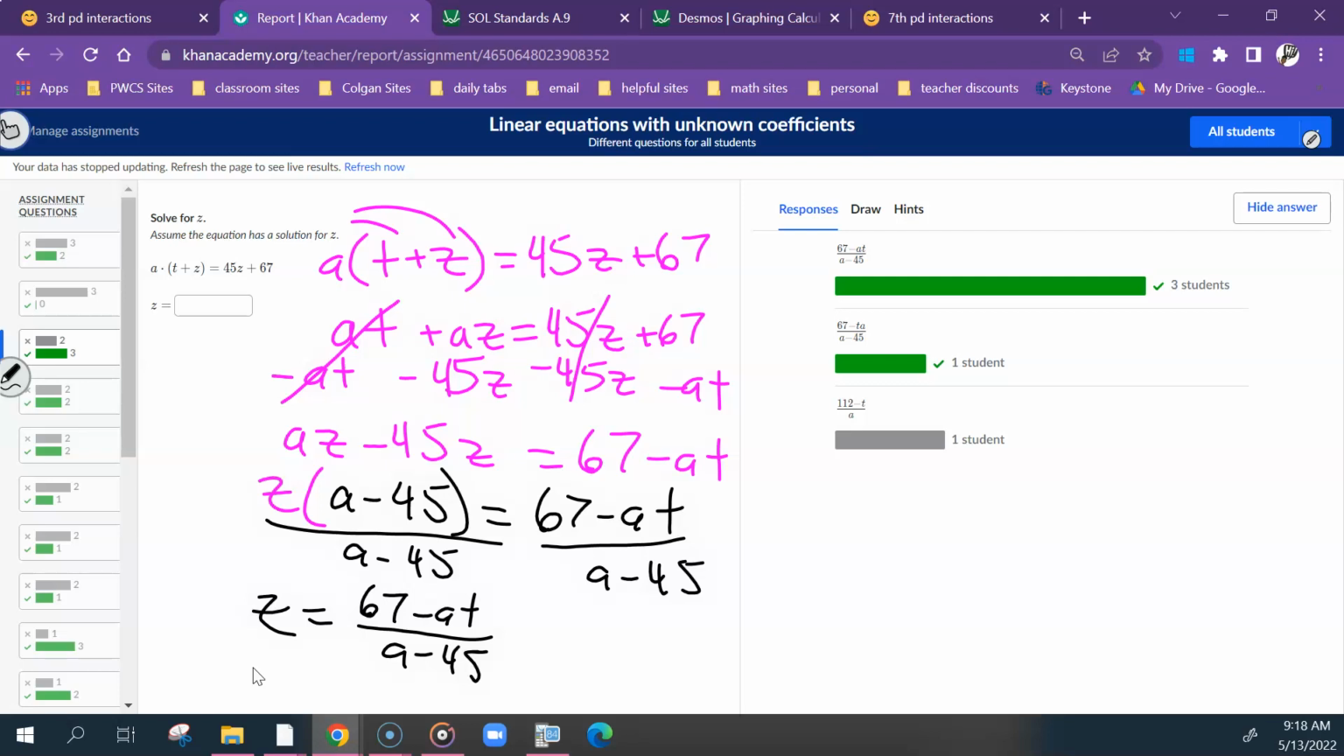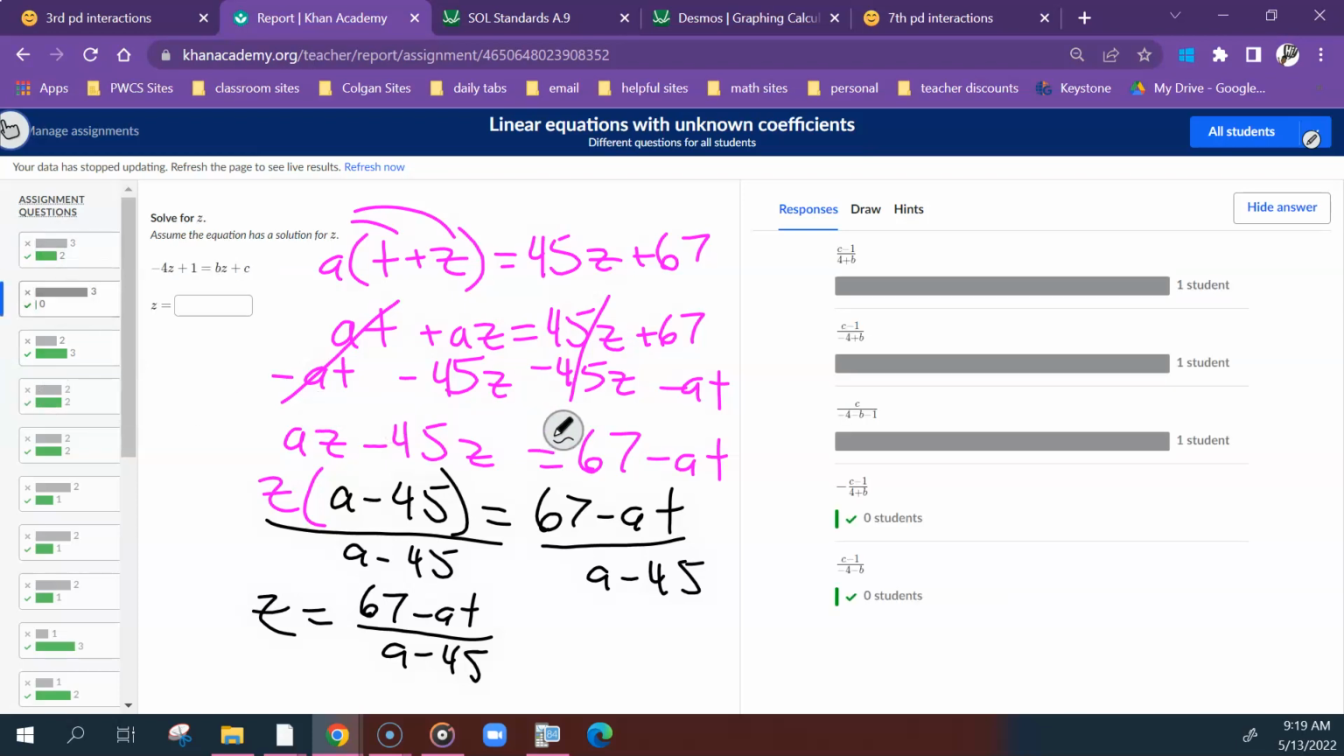There are different variations of this depending on how you start. You could have moved whatever first. So you'll either be given something that looks like this, where you have to distribute and then move and then just divide, or it'll already be like this and you have to move it and then divide. Do we have any questions on the Khan Academy?